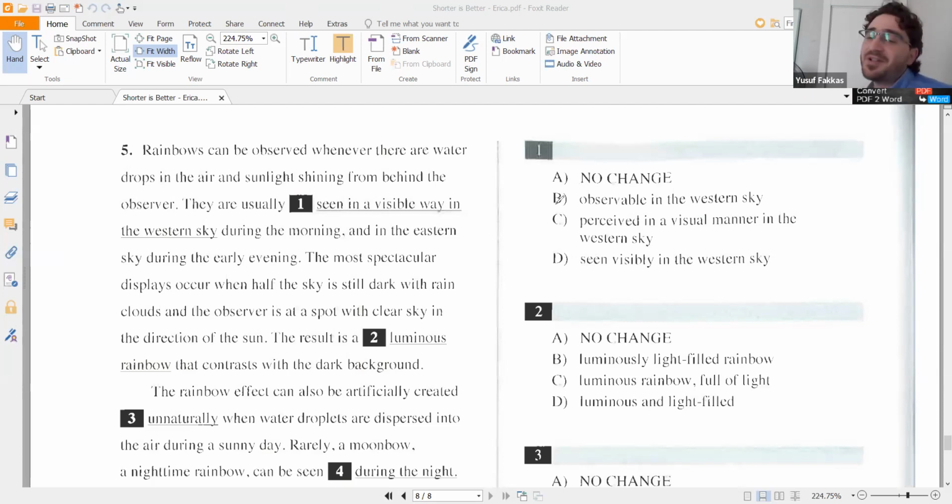I know that. But what's wrong with A? Or with C? Or with D? We need to know what's wrong. Same meaning. Look, we have seen and visible, in a visible way, right? So we just choose B, observable. All right. Question number 2.